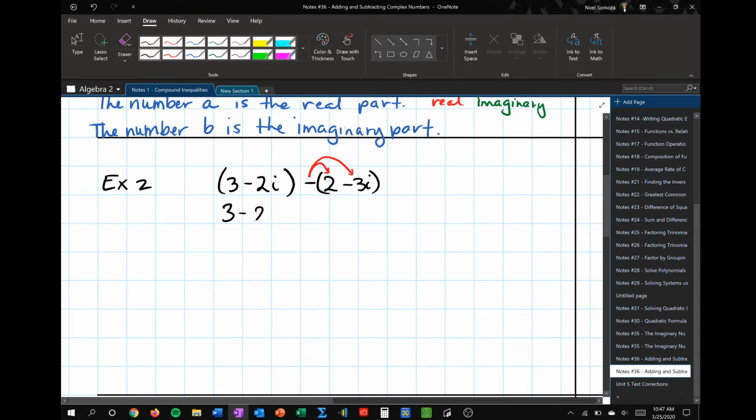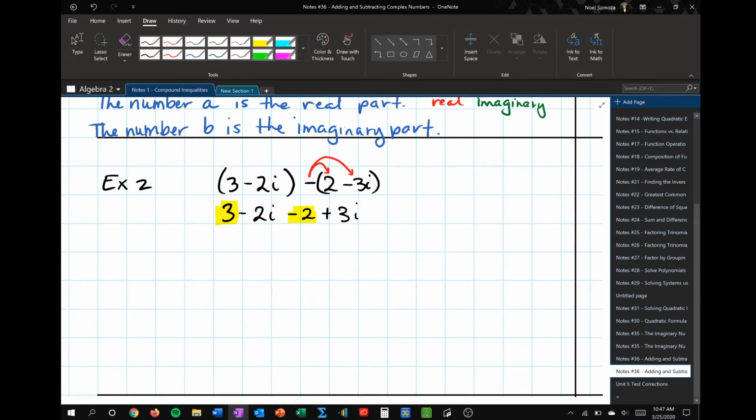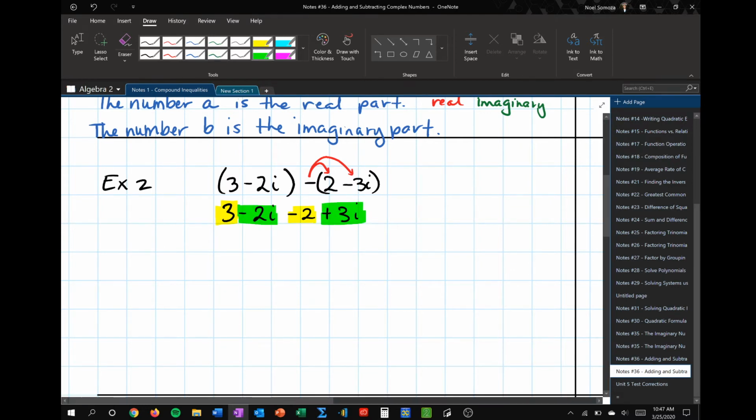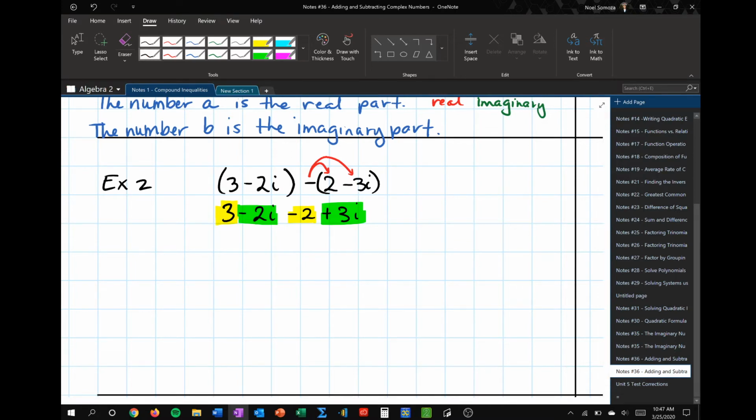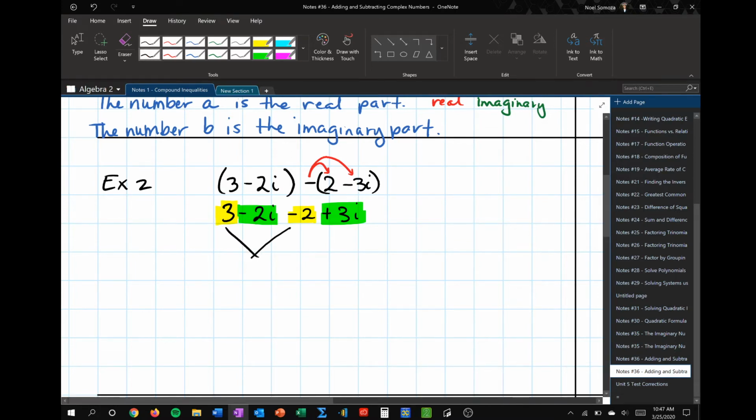So you have 3 minus 2i, negative times 2 is negative 2, negative times negative 3i is positive 3i. Highlight the ones that are real. You have 3 and negative 2, which are real. Negative 2i and positive 3i are imaginary. So you combine your reals, 3 minus 2 is 1. Negative 2i plus 3i is positive 1i. You can simplify it even further if you want. You don't need the number 1 in front of the i. You could just write it as 1 plus i if you choose, but this is also correct. Whichever one you prefer.